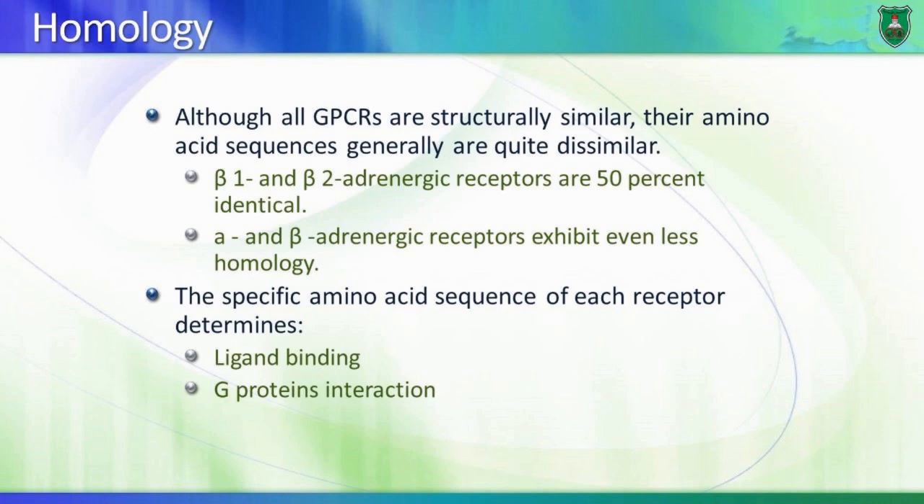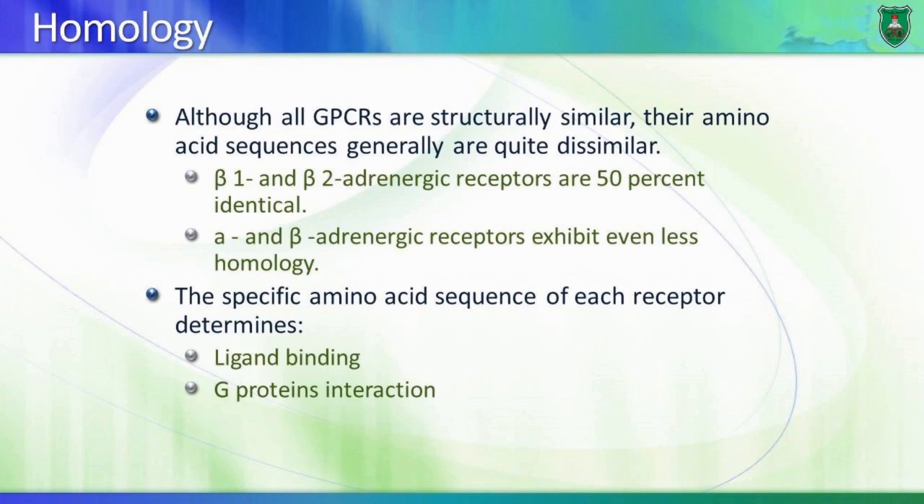there are still differences in terms of homology among these receptors. So if we consider the beta-1 and beta-2 adrenergic receptors, they are only like 50% identical rather than having high homology. The alpha and beta adrenergic receptors have even less homology.